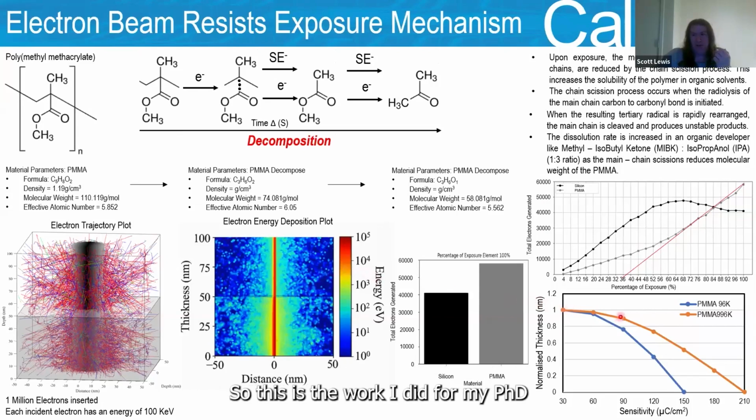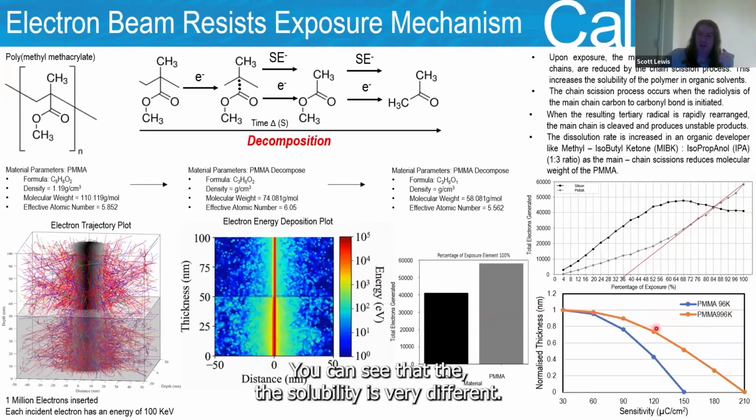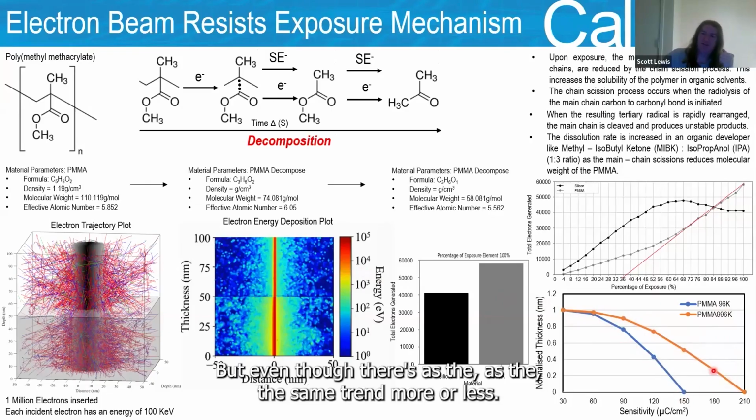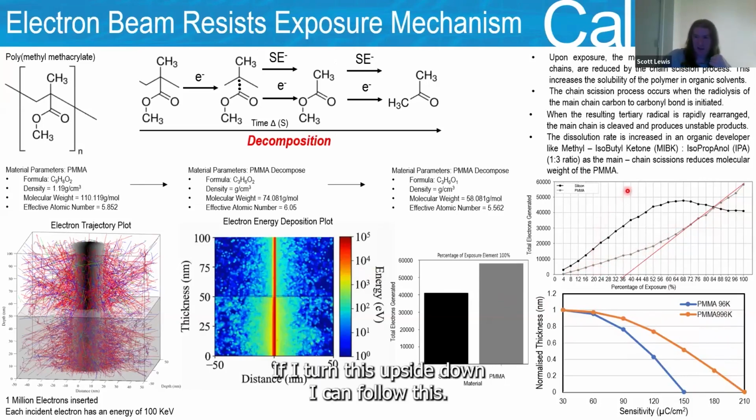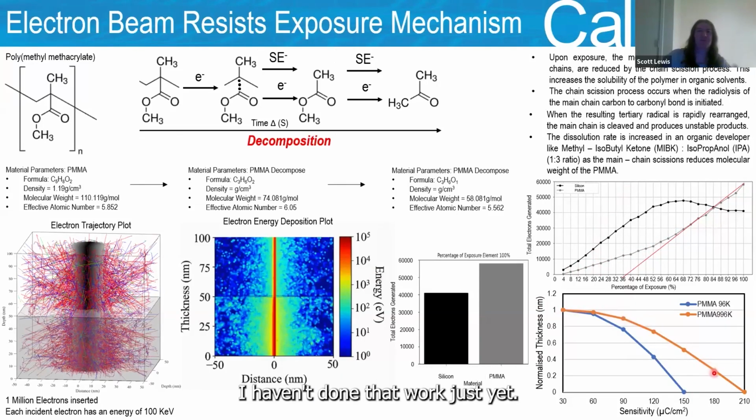So this is the work I did for my PhD in the early 2000s. I'm taking PMMA 96K and then PMMA like almost a million K. You can see that the solubility is very different, but even though it has the same trend more or less. So you can see that from this percentage, if I turn this upside down, it can follow this. I haven't done that work just yet, but that's the conclusion where I'm hoping to get to.